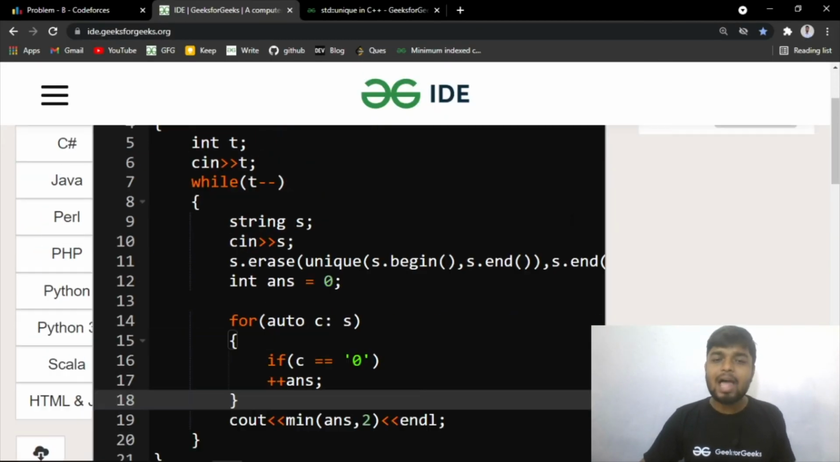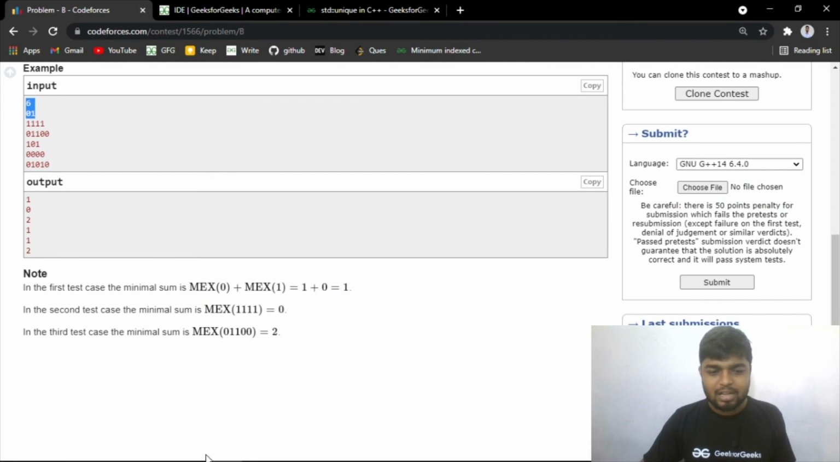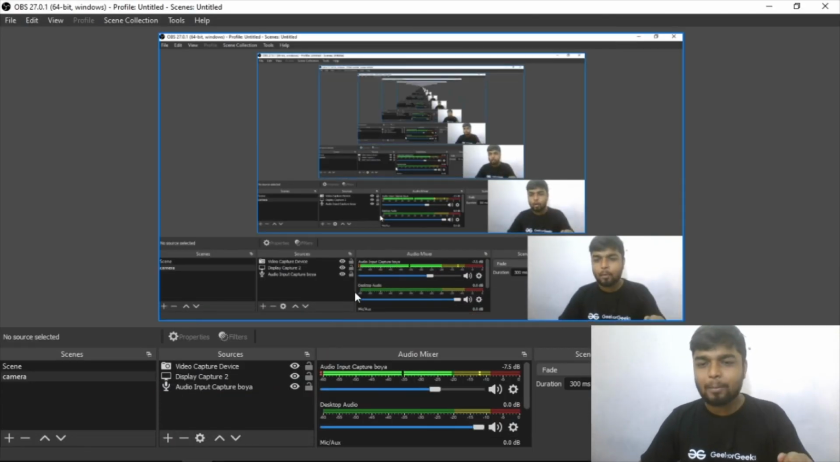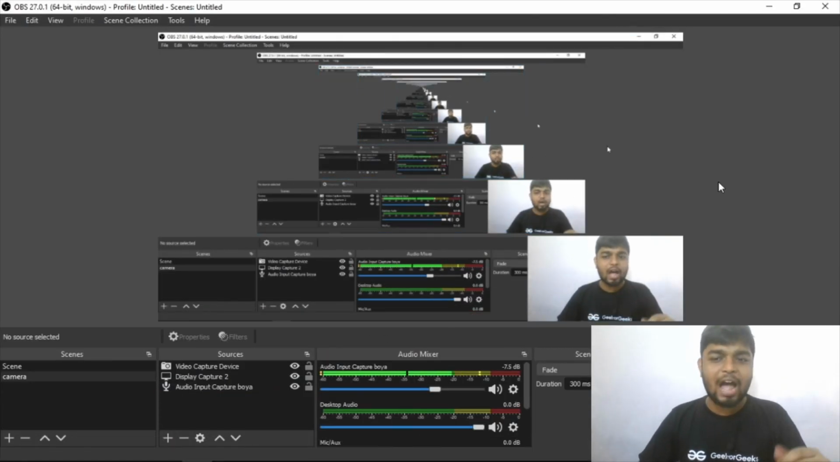So this was the code. And in case you have any doubts, then you can mention that in the comments. And in case you had any other approach, consider mentioning that approach in the comments, and I'll love to see your approach and discuss further on that.